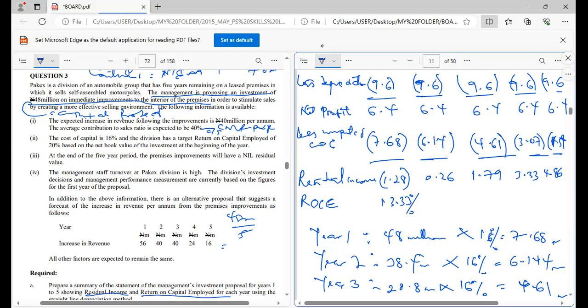So let's move on. What do you say we should calculate? ROC. Yes, the profit divided by the capital employed. That is where you have the opening investment for each of the years. So for year 2, 6.4 divided by 38.4. 22.54%. What do you have?